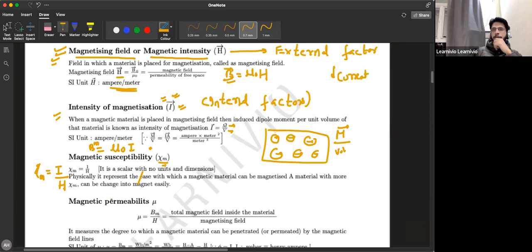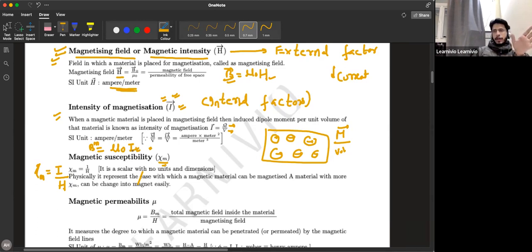Sir, which one is for the external factor? B is equal to mu zero I or B is equal to mu zero H? Mu zero H. This is the external factor and this is the internal factor. This is the contribution from current, and this is the contribution from individual atoms. So magnetic susceptibility will tell you which material can be easily magnetized in an external magnet.